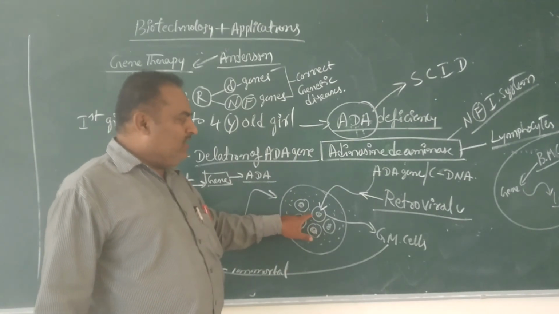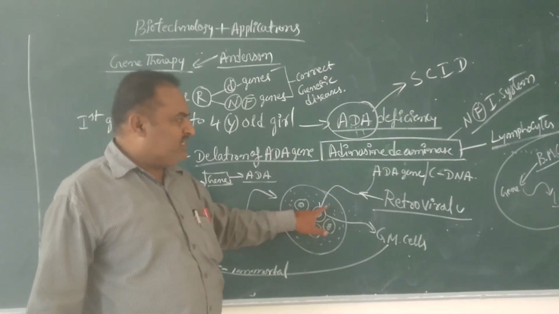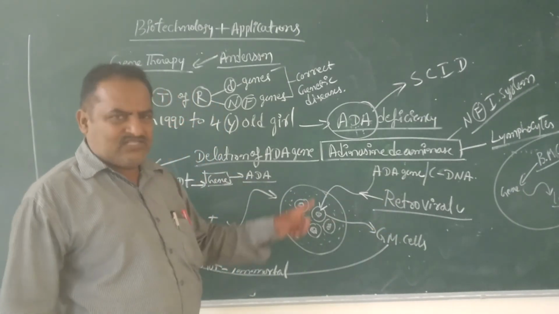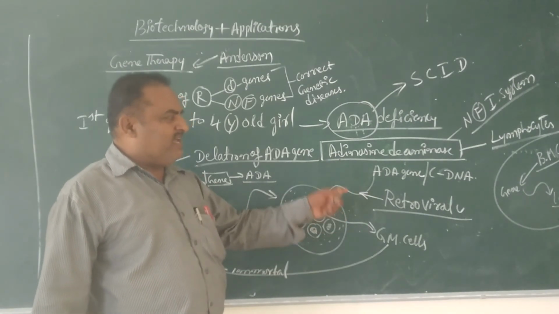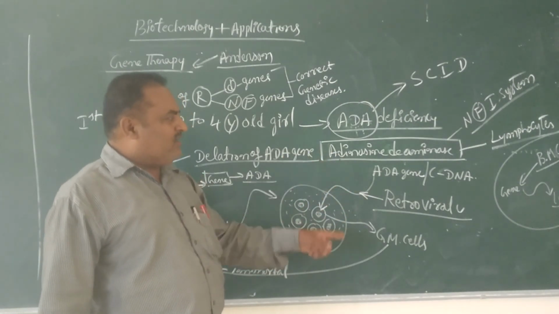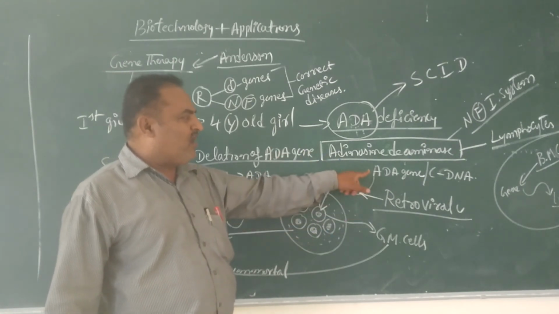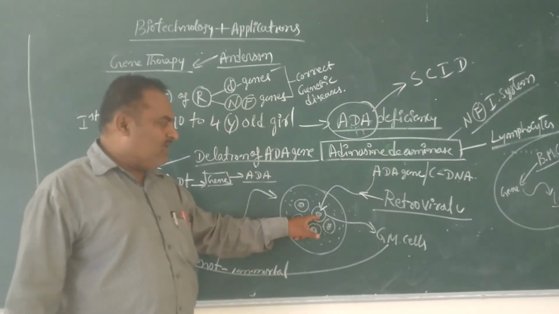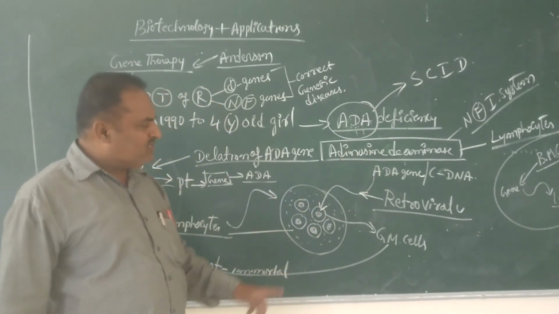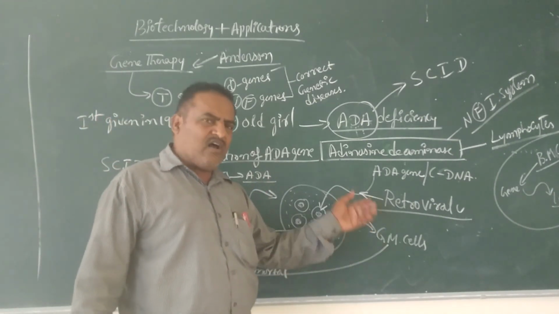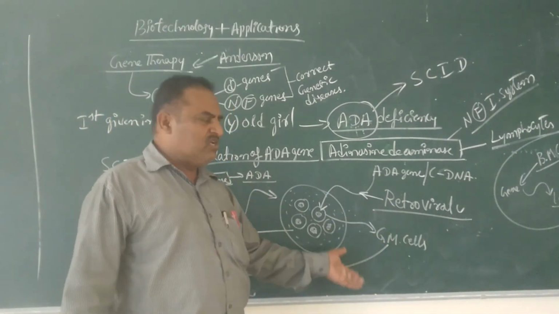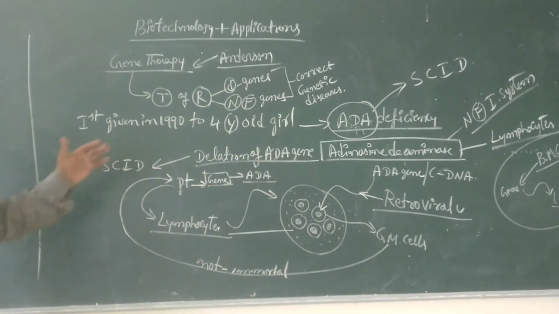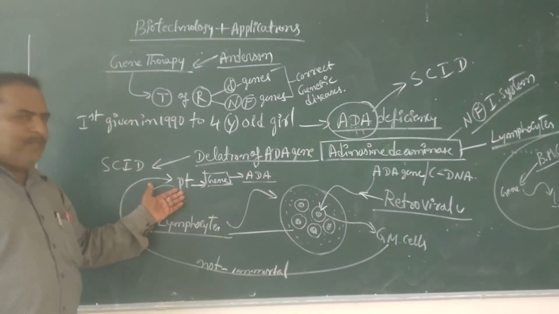is inserted into the lymphocytes by using a virus. That virus is called a retrovirus. Retrovirus acts as a vector. The retroviral vector is used for the transfer of the ADA gene into the lymphocytes. Afterwards, the lymphocytes become transformed cells, genetically modified or genetically engineered cells. Such cells are re-injected into the patient.